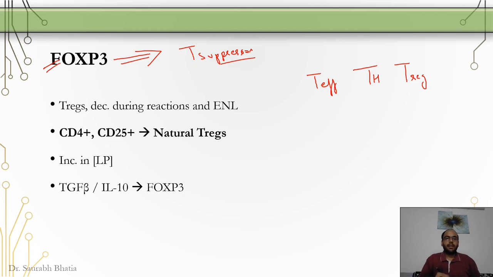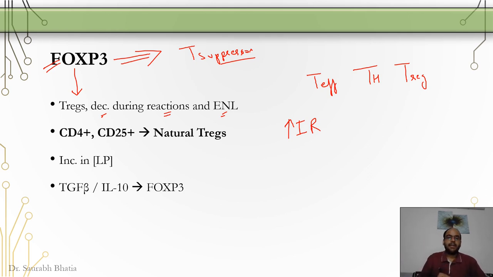Okay. So FOXP3 is necessary for proper functioning of T regulatory cells. And we have seen that T regulatory cells are decreased during the reactionary episode and ENL. When T regulatory cells are decreased, the inflammatory reaction will increase because it is no longer being regulated by T regulatory cells. Clear? So decreased Treg leads to increased inflammatory reaction, leads to reactions and ENL, because we know that in type 1 and type 2 reaction, there is intense inflammatory activity. And why is there an intense inflammatory activity? Because they are not being regulated by Tregs.